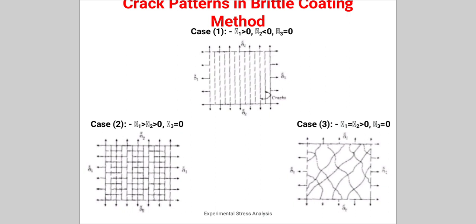So these are the three cases of crack patterns produced in the brittle coating method. By observing the nature of the crack patterns, we have to decide whether the stress is low, medium or high. Therefore, we are finding the results based on the quality of the crack pattern. Therefore, this method is called a qualitative method. You will get the final result in the form of the quality of the crack patterns, in the form of the quality of the figure.